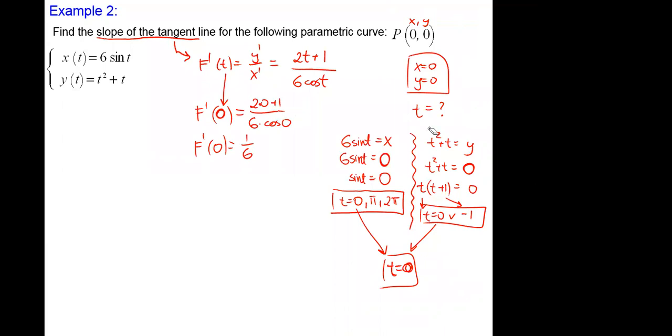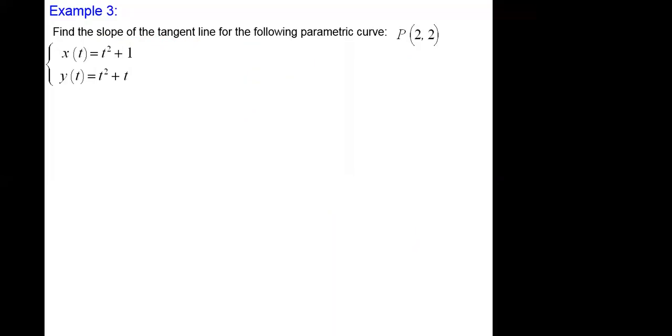But please remember, we have to figure out the parameter t. Let's try another one. Hopefully it will be different. Now the x and y values are 2, 2. I'm really hoping the parameter t is different. The same thing: find the slope of the tangent line. Slope is just the derivative, y prime over x prime. Y prime is 2t plus 1, and x prime is 2t. But now I need the parameter.